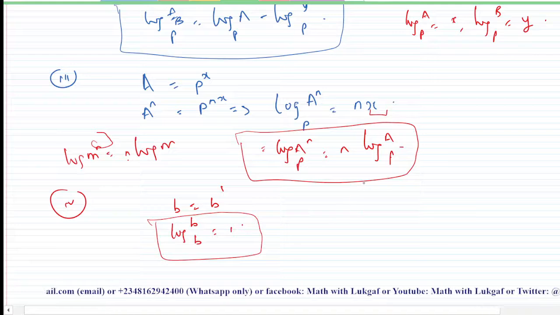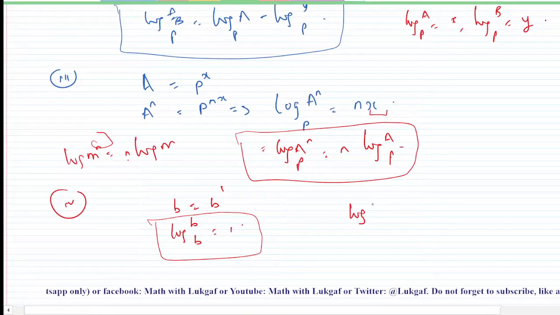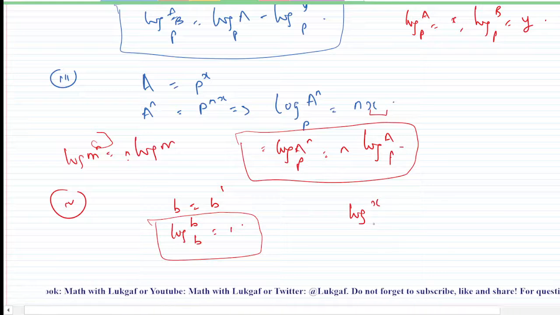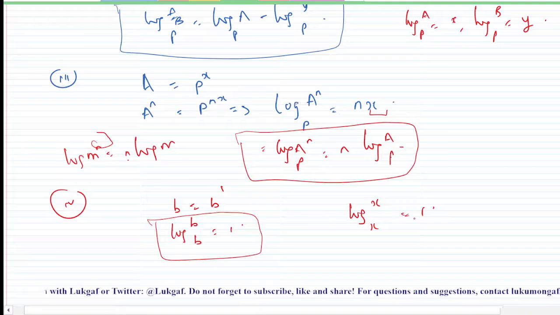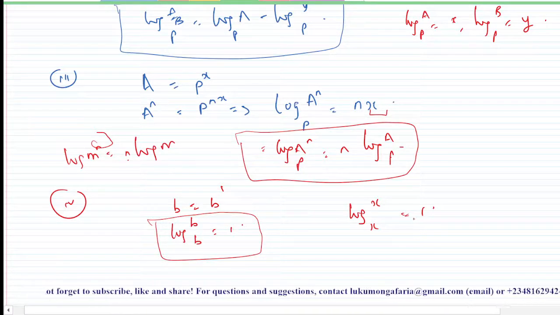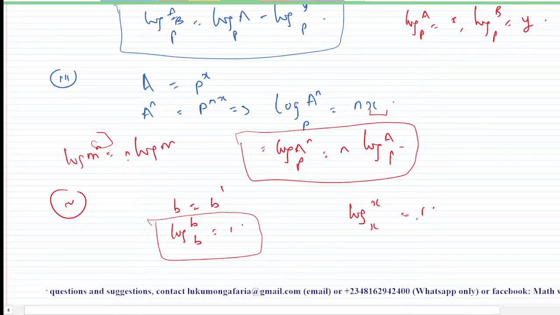Don't stress yourself. That is when you have a logarithm whereby the argument x here and the base which is x are the same, then you are going to have 1. Log 100 base 100 is going to give you 1. The logarithm of yourself to the base of yourself. So it's going to give you what?